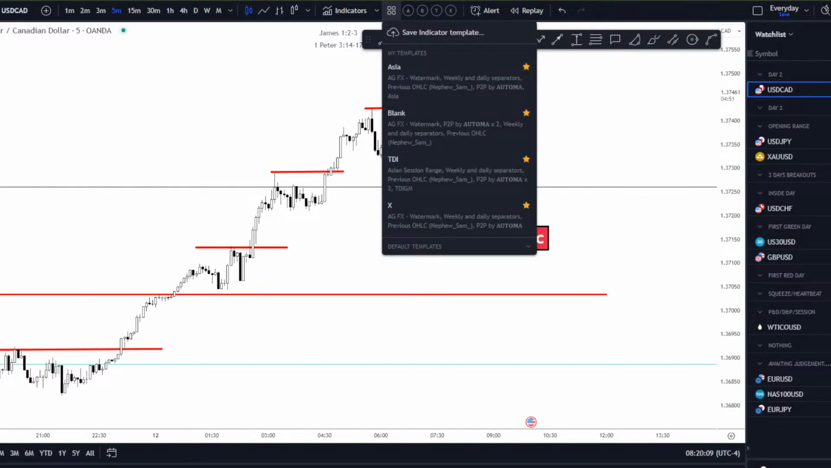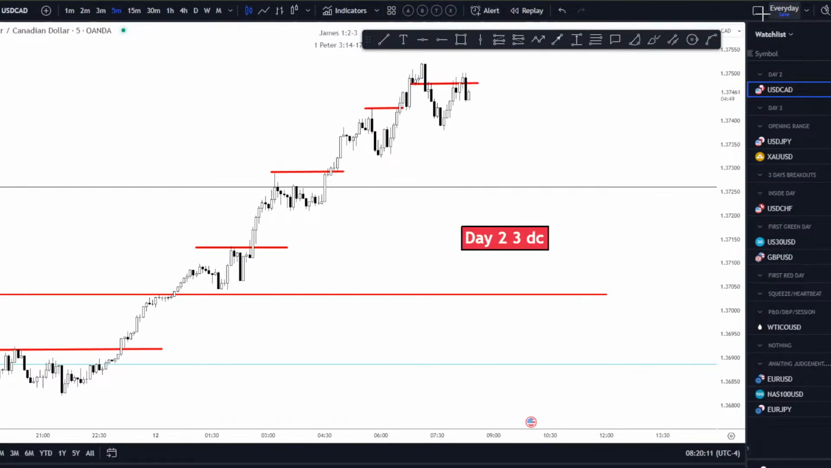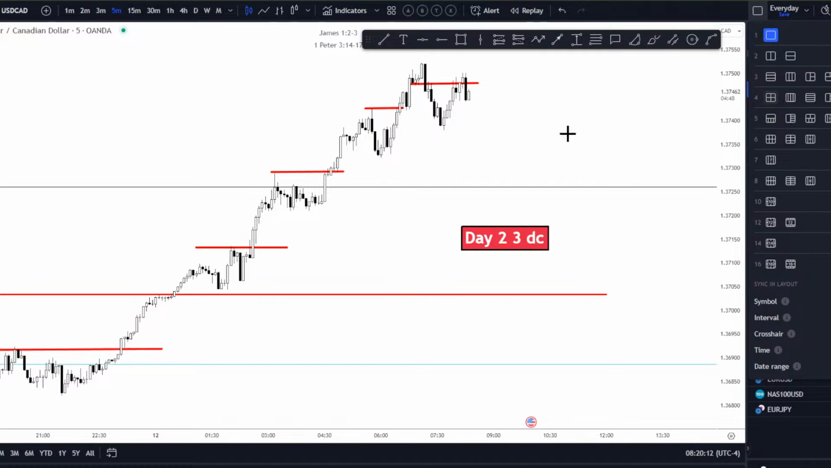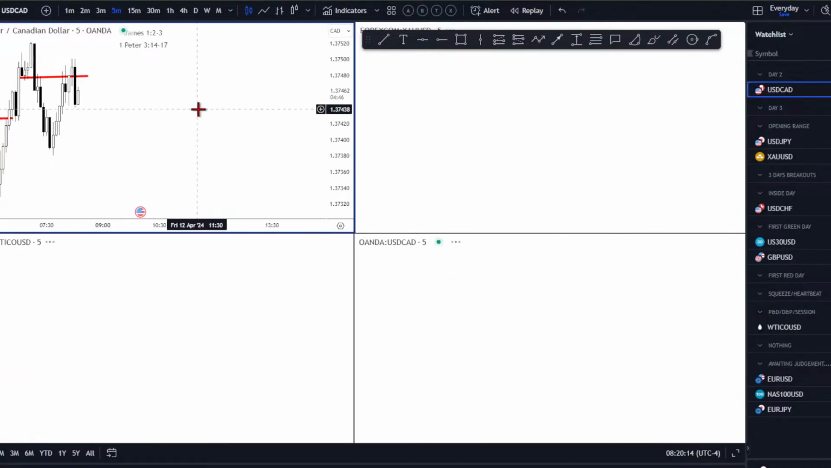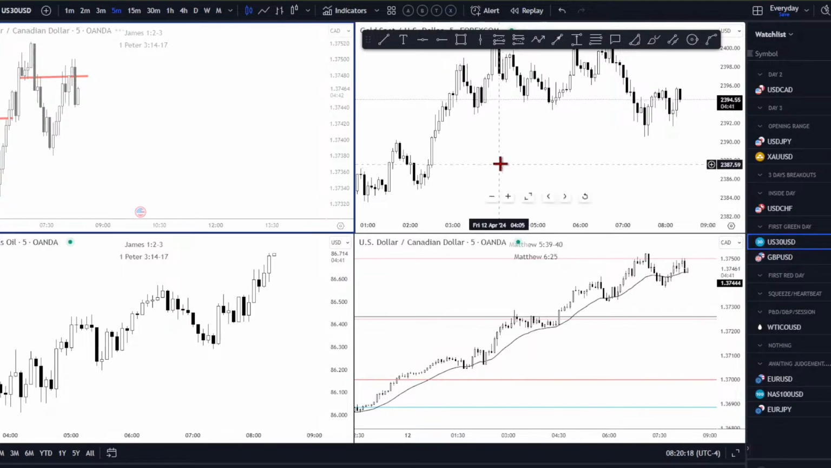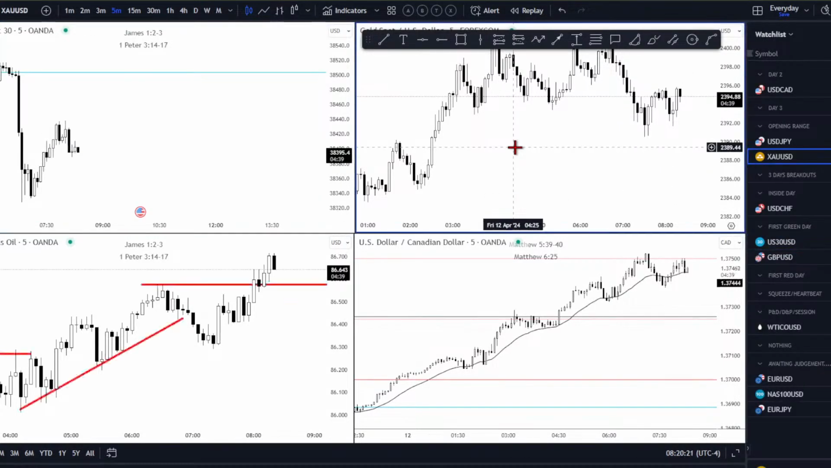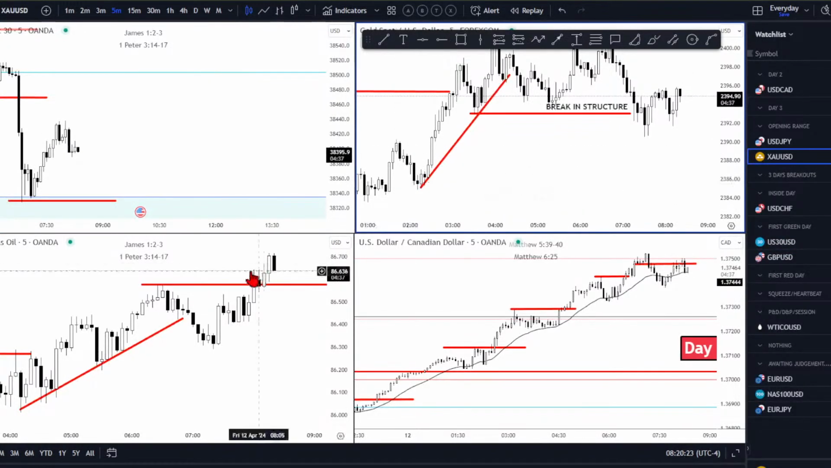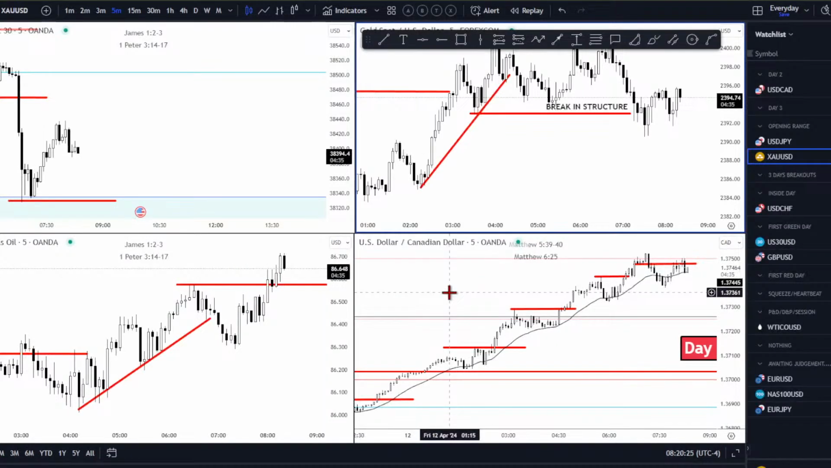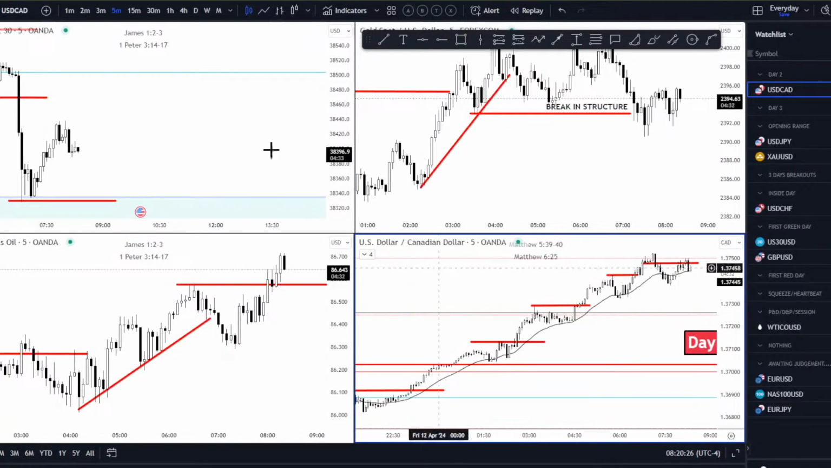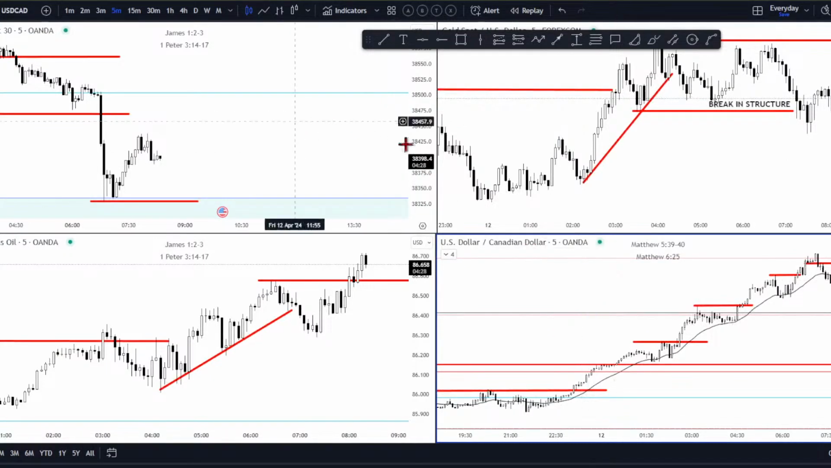Oh, wrong one. Let's get rid of that. And we'll go over here. We'll tile my windows here. And as always, index top left, gold top right, oil bottom left, and then currency pair. In this case, I'm going to be watching the CAD in the bottom right.